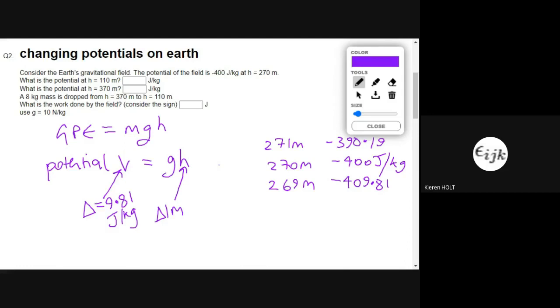Now, it is an approximation, so this idea of it being 0, we can just ignore. It's an arbitrary value that they've chosen. So don't worry about it being 0 at a certain point.